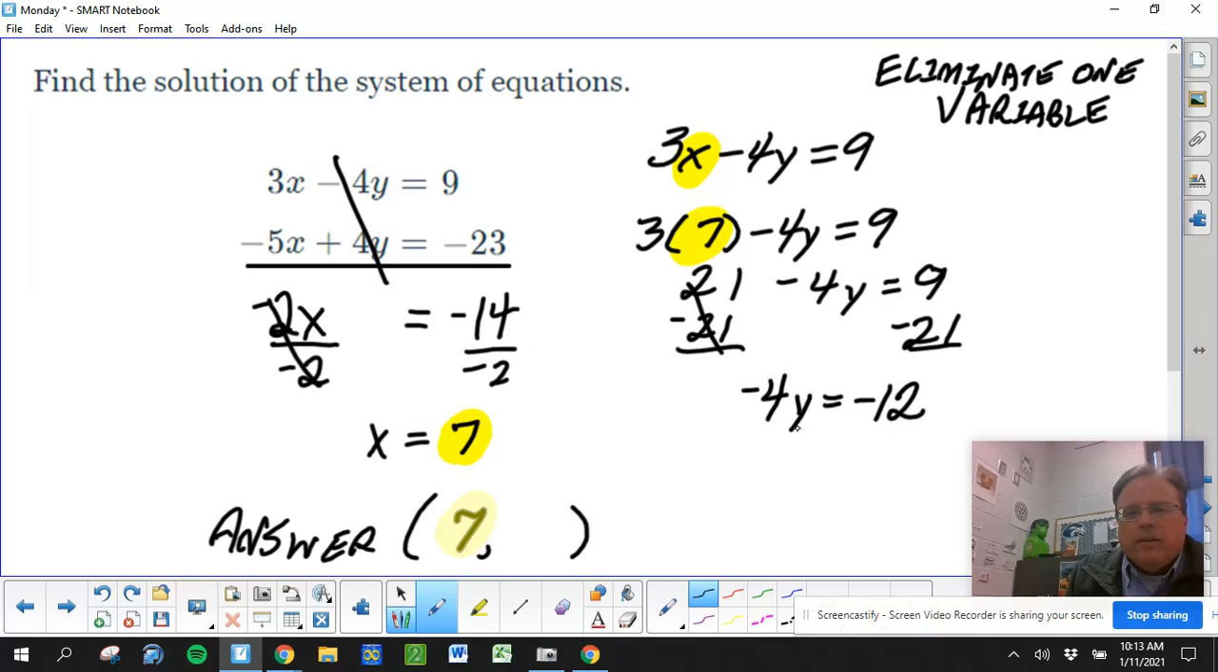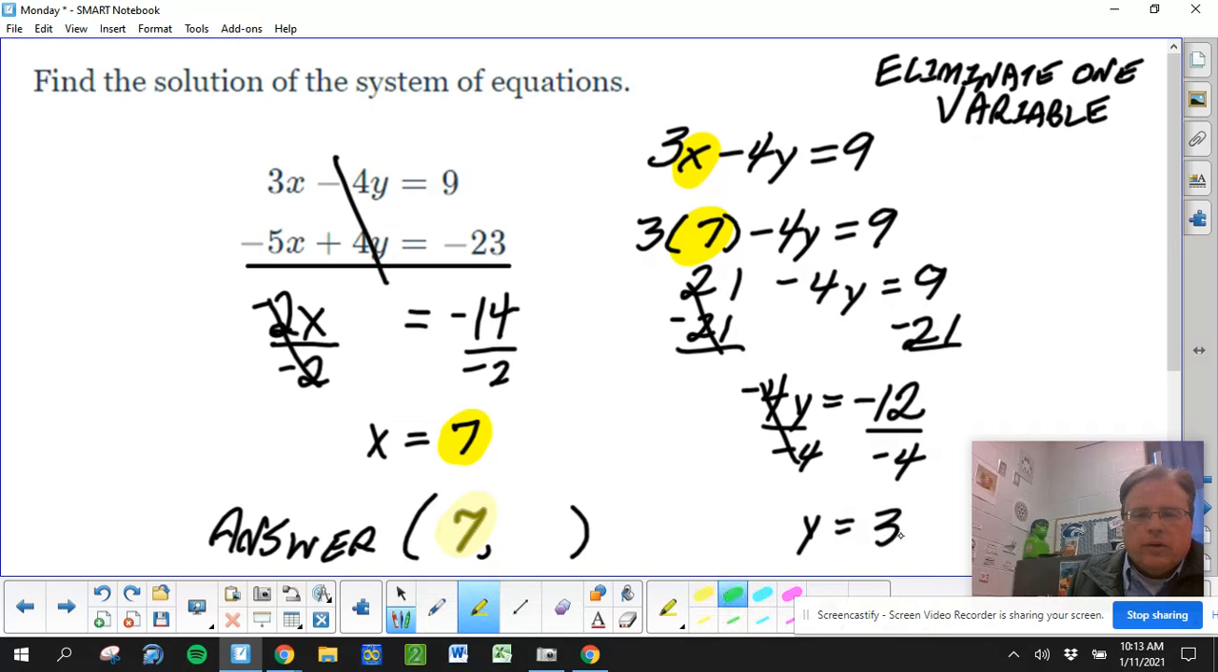Okay, and then I need to get rid of negative 4, so I will divide by negative 4. And remember, this is a video, so if I say something and it's a little too fast, you can rewind it. If I divide, I get positive 3. That's my y value. So for y, I can put 3.